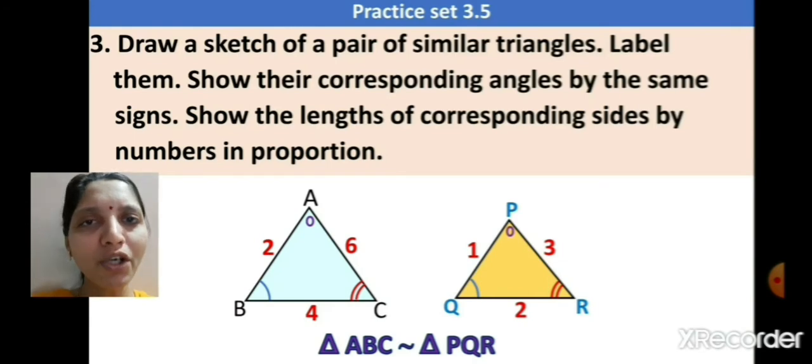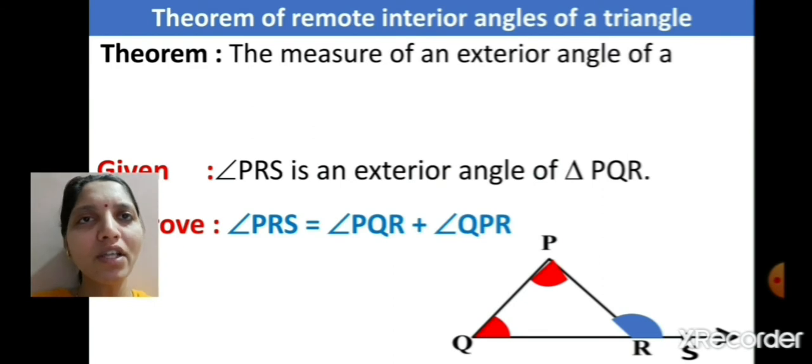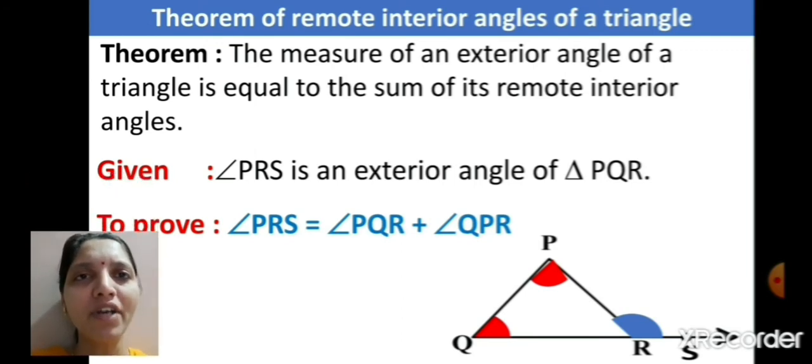Now before moving on to the assignment, let's first summarize the whole lesson here. So in the beginning we have learned the theorem of remote interior angles of a triangle. The statement is the measure of an exterior angle of a triangle is equal to the sum of its remote interior angles. So here in this figure, if you consider angle PRS as exterior angle of triangle PQR, you can say that angle PRS is equal to angle PQR plus angle QPR.